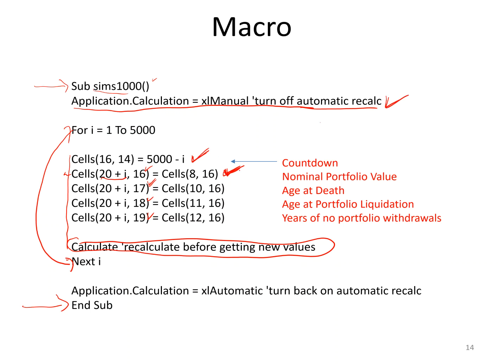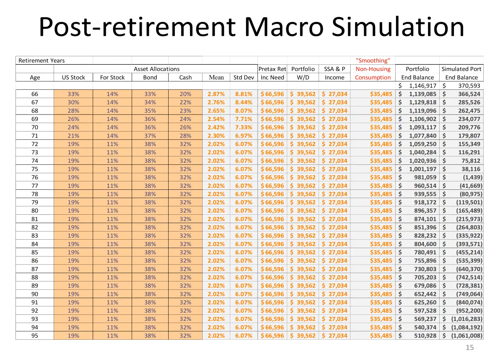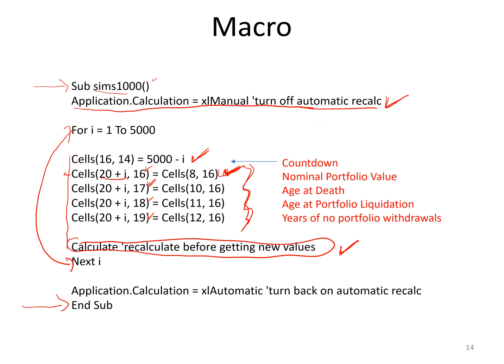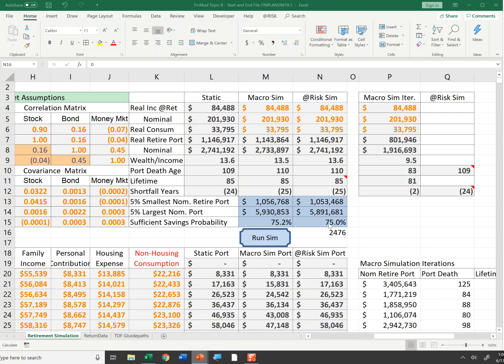I do a countdown. I then copy all my values into columns 16, 17, 18, and 19. Then I do a recalc. Therefore, all these numbers in these cells get updated at this point, and then I start copying again. Then, after the loop is all done, I turn back on automatic recalc so your spreadsheet's all set. So let's go back and see if up here we're running now.